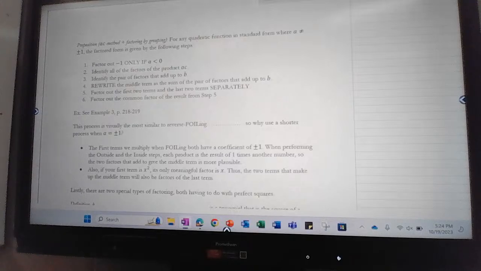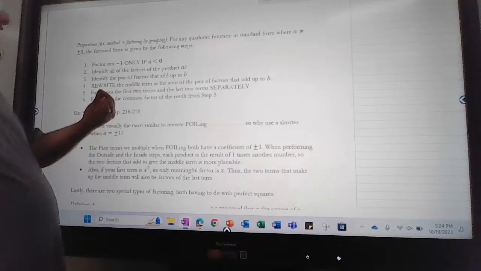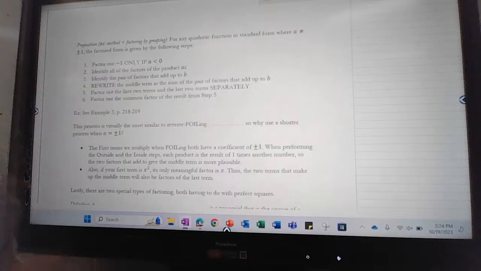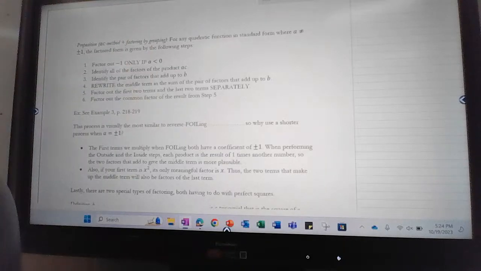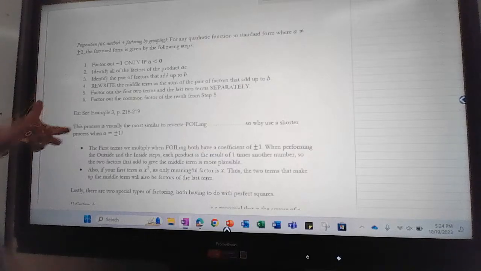But then what we want to do is rewrite that middle term as the sum of that pair of factors. That way we have 4 terms, and we can group the first 2 terms and the second 2 terms and factor each one of them out. And then once we do that, we'll factor out the common factor from that result, and that should give us our factored form. Now this process here is the most similar to FOILing in reverse. All right, so I'll show you with an example.